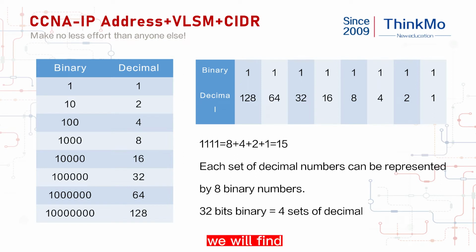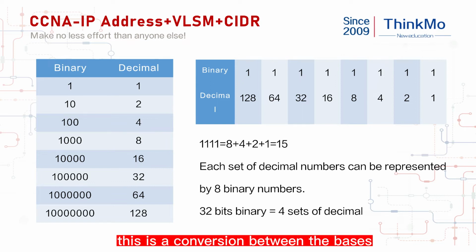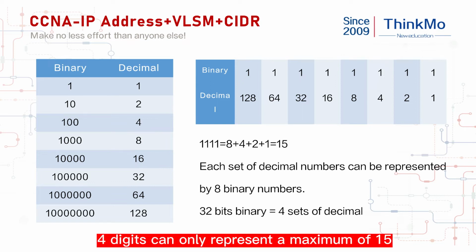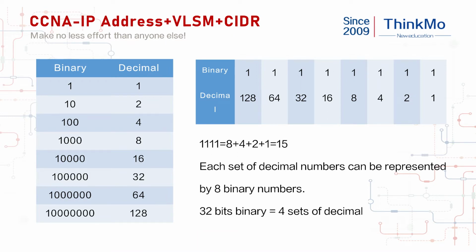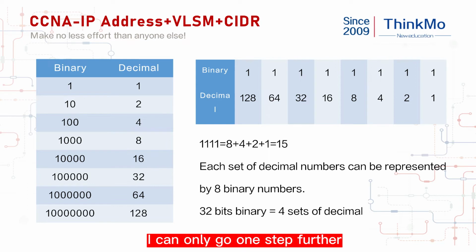We will find 1 plus 1, 1 plus 1, then carry over, carry again. Then it becomes 1 and four 0s, which represents 16. In fact, this is a conversion between the bases. 4 digits can only represent a maximum of 15. Then if I want to express 16, I can only go 1 step further.